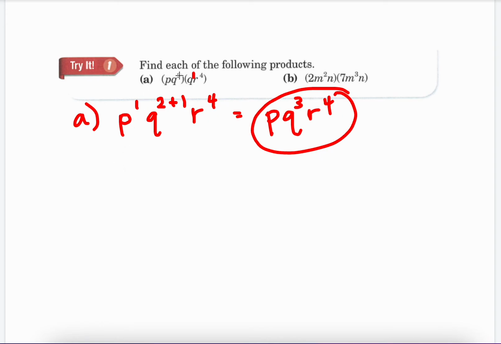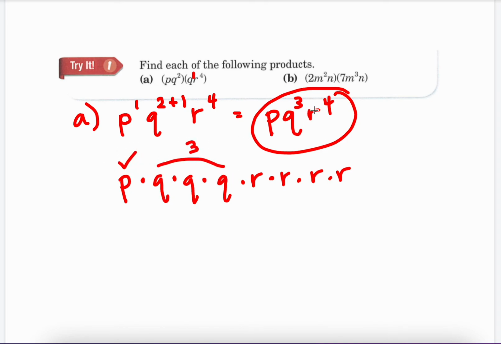So if we have p times q squared, we'd have p times q times q times q r to the 4th power, so we multiply by another q, times r times r times r times r, because it's r to the 4th power. Did our shortcut actually work? Well, we do have one p. We have 3 of the q's, and we have 4 of the r's. So indeed, p times q cubed times r to the 4th power is our correct answer.